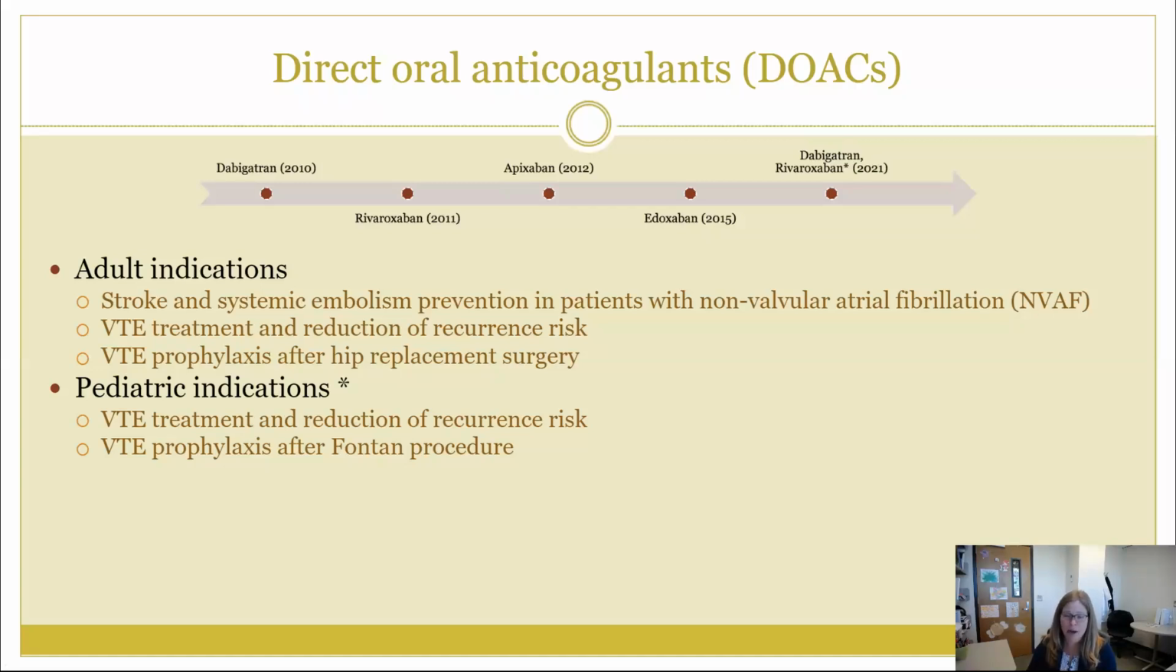And so actually, it's been quite a while, over 10 years, since these direct oral anticoagulants became more common than warfarin for this specific clinical indication.